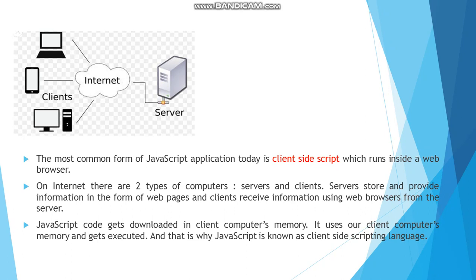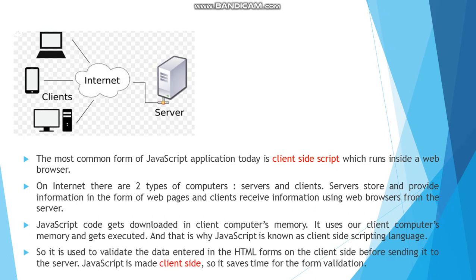JavaScript code gets downloaded in the client computer's memory. Remember, it gets downloaded in our client computer's memory. It uses our client computer's memory and gets executed for form validation. And that is why JavaScript is known as a client-side scripting language. Remember, this is very important. JavaScript is known as a client-side scripting language. So basically, there are two types of scripting languages: client-side scripting languages and server-side scripting languages. So here JavaScript is client-side.